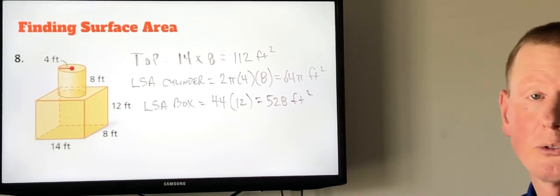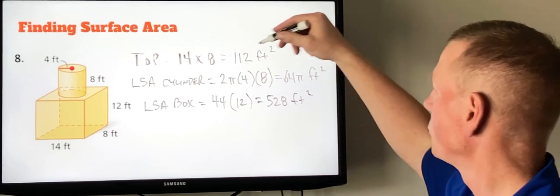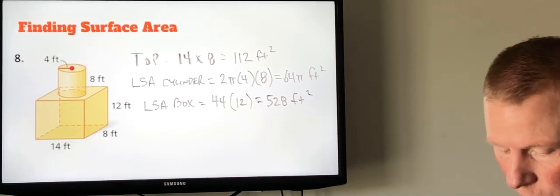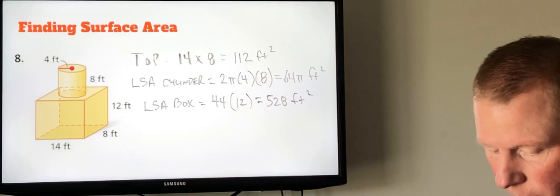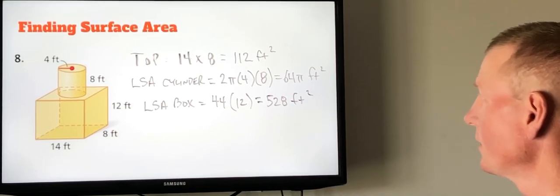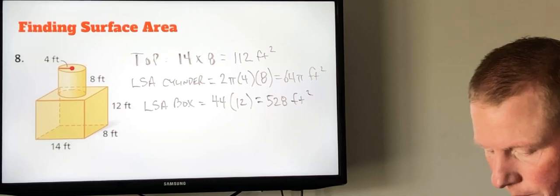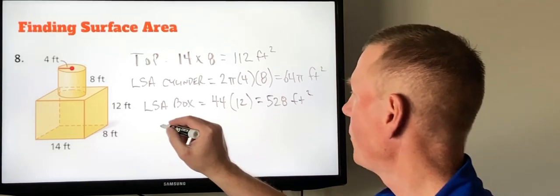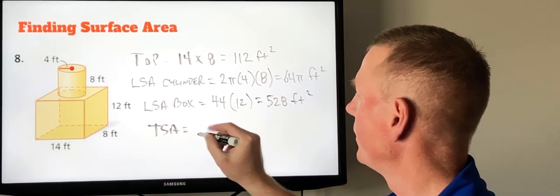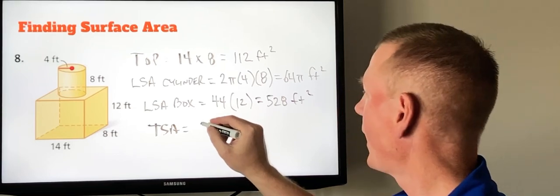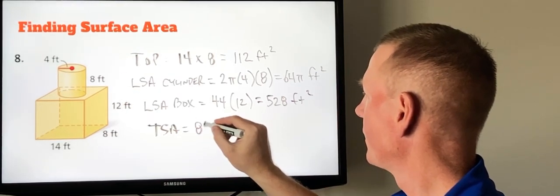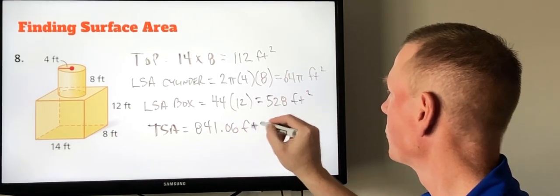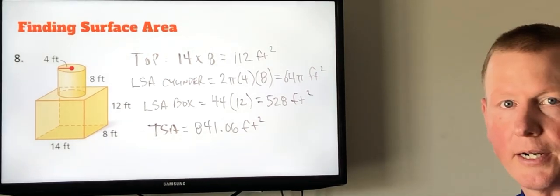Now if I'm going to find the total surface area, I'm just going to take this 112 plus 64 pi plus 528, and add those together. So 64 times pi, I'm going to use my pi button, 201.06, plus the 112, plus the 528, and that gets me 841.06 feet squared. This would just be the area that we are icing on the cake. Total surface area for my wedding cake.